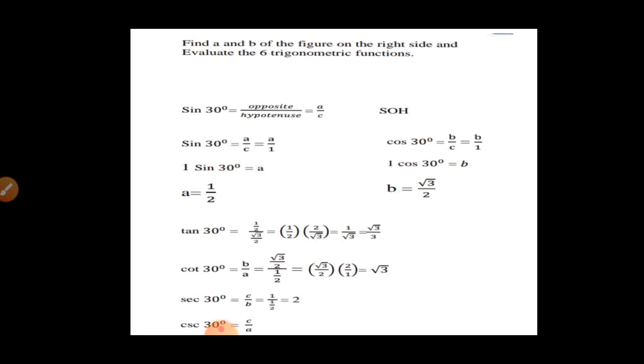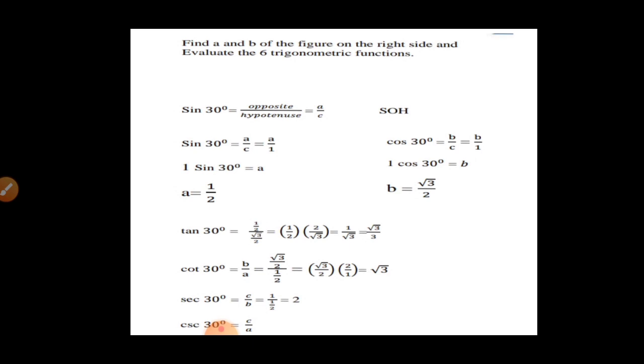Cot 30 degrees is equal to B over A is equal to square root of 3 over 2 over 1/2 equals the quantity of square root of 3 over 2 and the quantity of 2 over 1 is equal to square root of 3. Sec 30 degrees is equal to C over B is equal to 1 over 1/2 is equal to 2. CSC 30 degrees is equal to C over A.